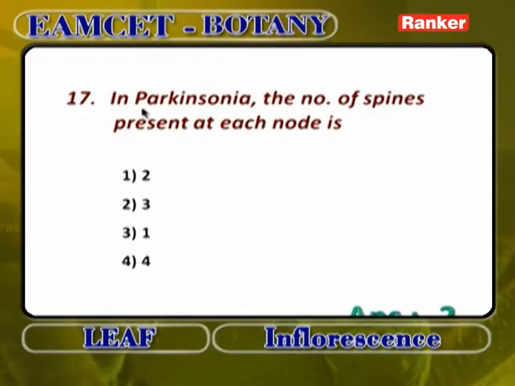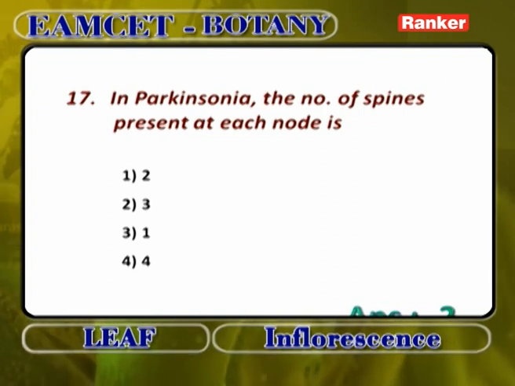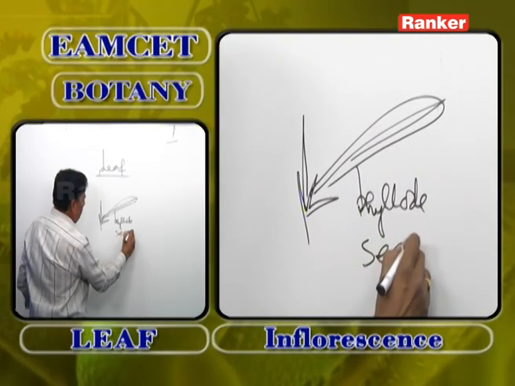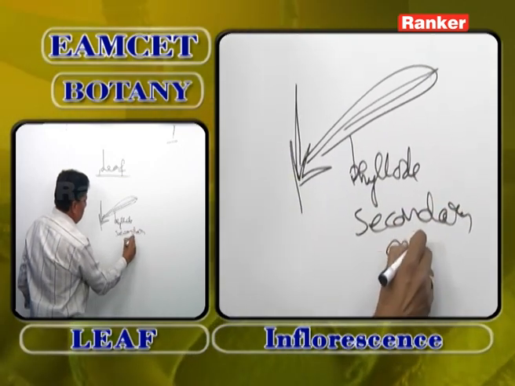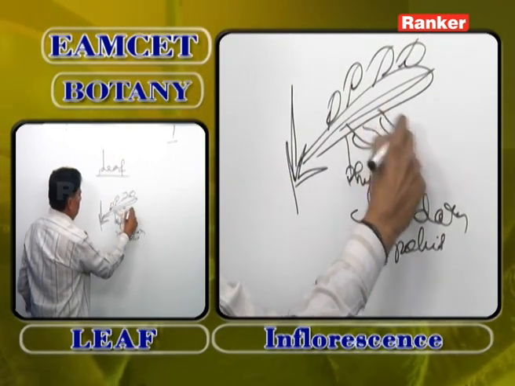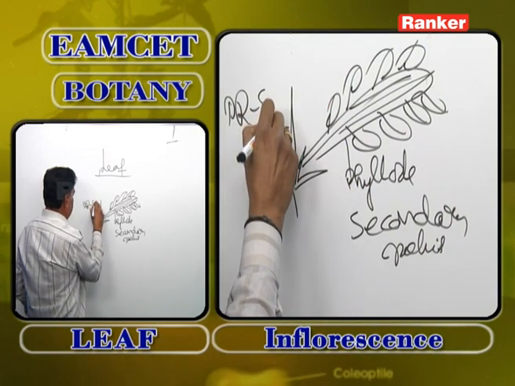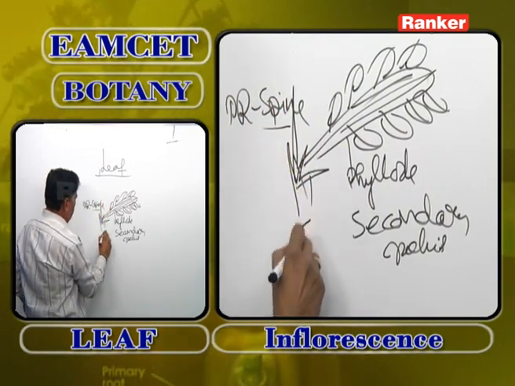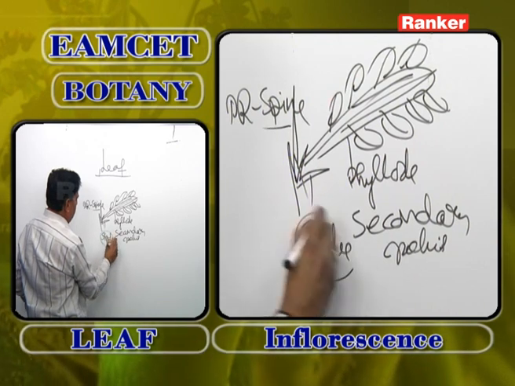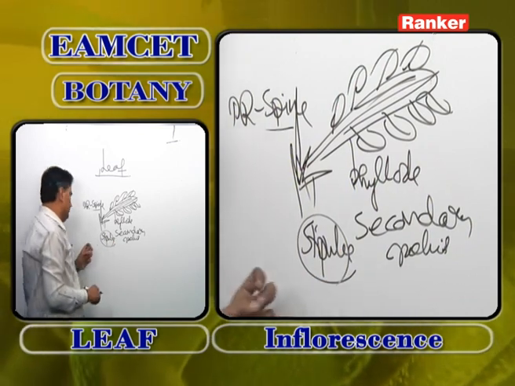Parkinsonia, the number of spines present at each node. This is the Parkinsonia plant. Parkinsonia shows phyllodes. Phyllodes are modified from the secondary rachis. On both sides of the phyllodes leaflets will be there, but ultimately the leaflets fall off, and the phyllodes perform photosynthesis. Primary rachis becomes a spine. Stipules also become spines, so 2 stipules become 2 spines, and the primary rachis becomes 1 spine.